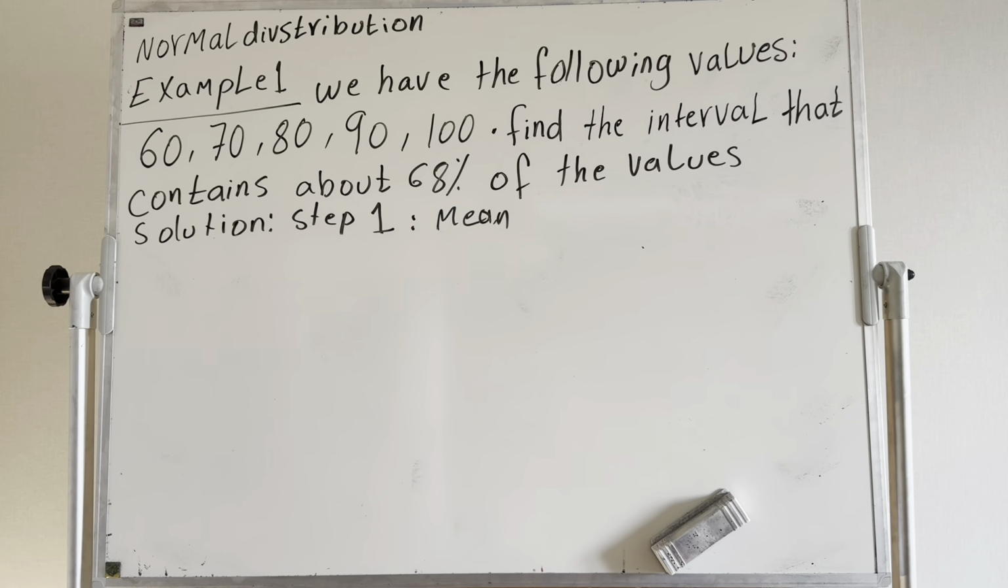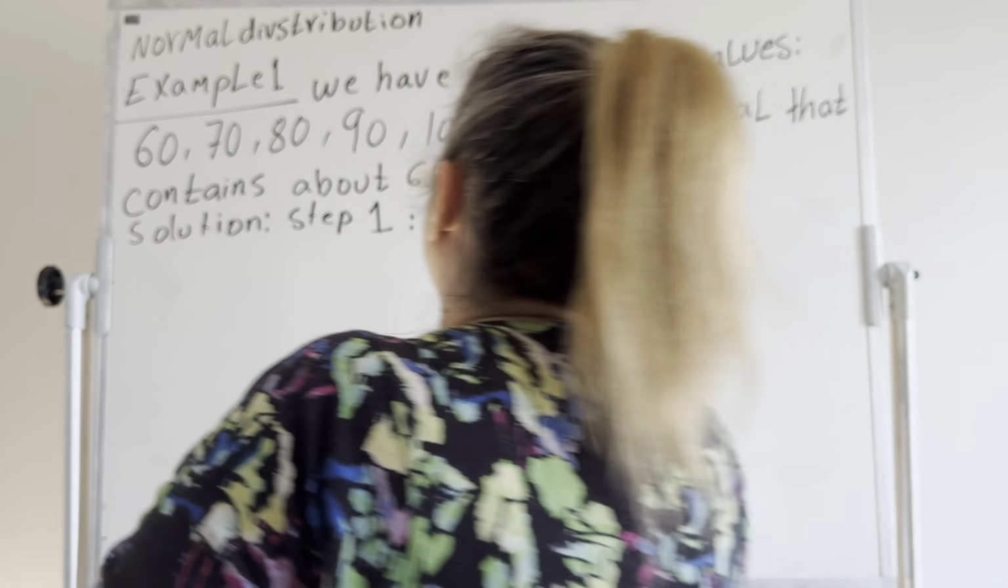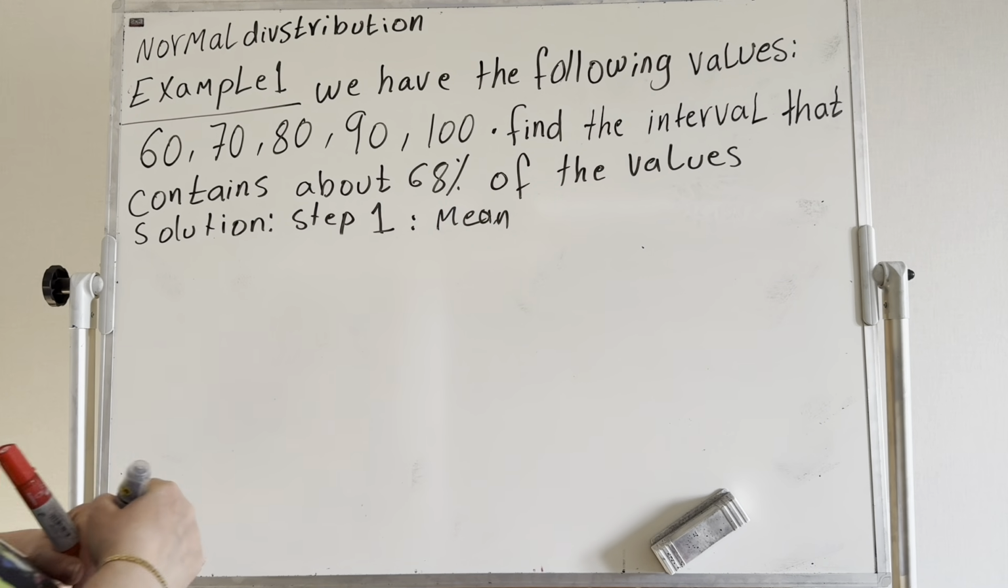Hello, today I will speak about normal distribution and I will show three examples. I begin with the first example. We have the following values: 60, 70, 80, 90, 100. Find the interval that contains about 68% of the values.